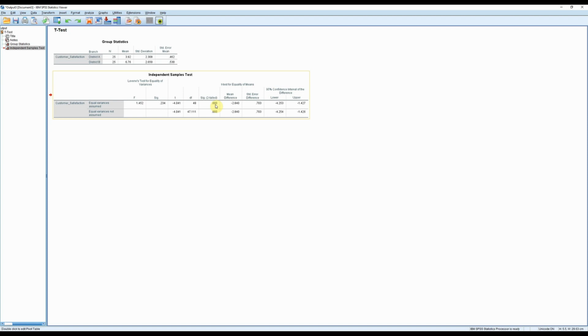If you want to know more about how the t-value is calculated or the degrees of freedom, etc., I've made another tutorial on this.